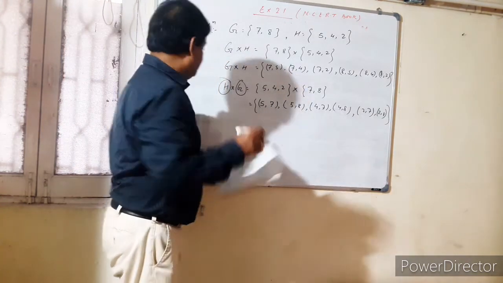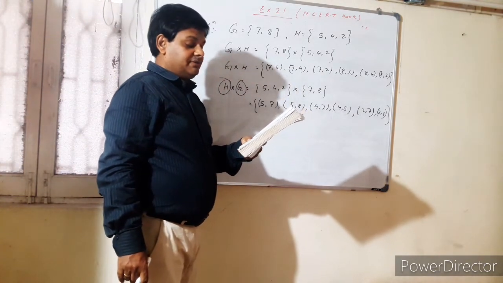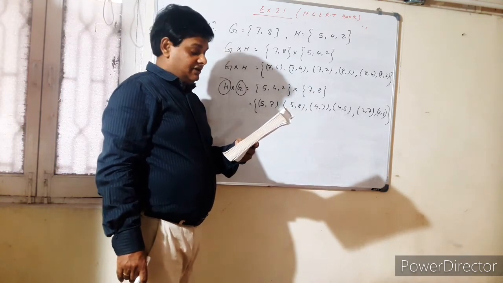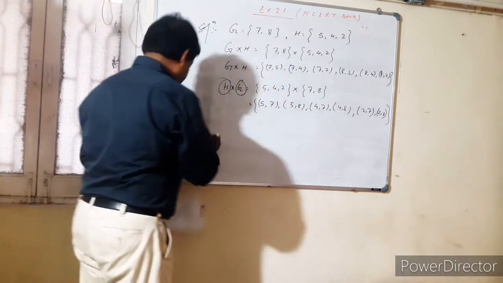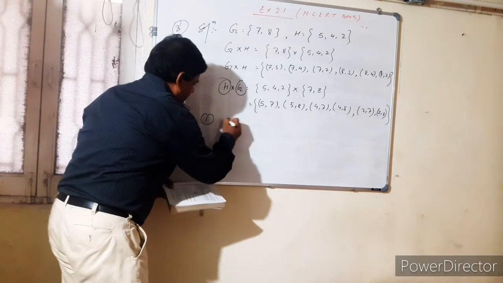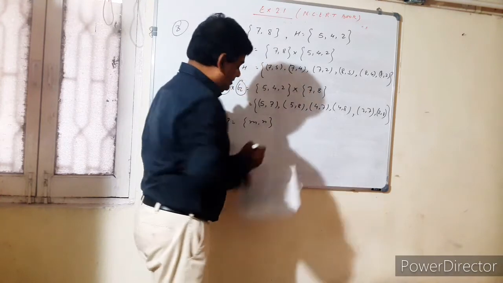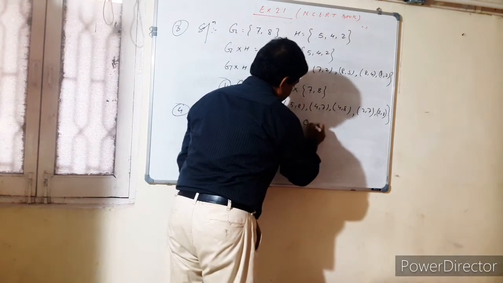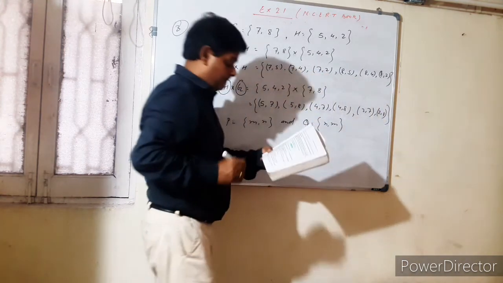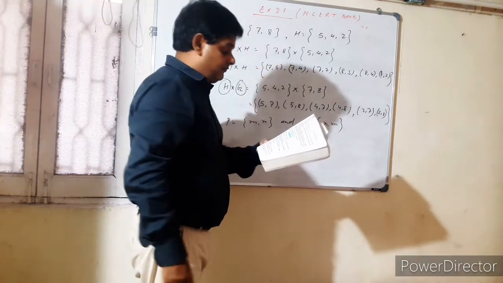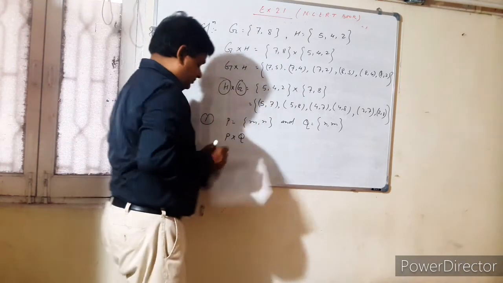So first component belongs to H and second component belongs to G. See here question number 4. State whether each of the following statements are true or false. If the statement is false, rewrite the given statement correctly. So number 4 here. P is equal to here given Mn, P is Mn, and Q is given Nm. P is Mn, Q Nm. Find out then here P cross Q. Find out P cross Q.